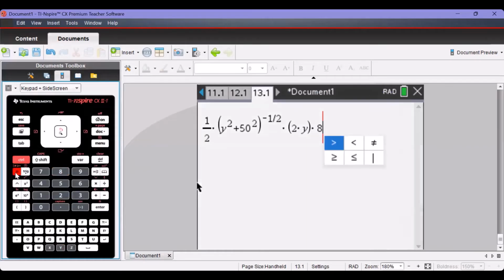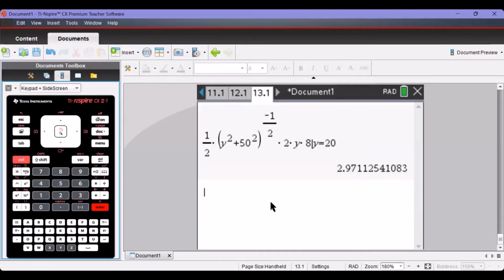Then control equals to get the with or given symbol, and we want to substitute y equals 20 into there. If we press enter now, we'll get an exact answer. So if we press control enter, we get, correct to 2 decimal places, 2.97. And so the rate at which z is increasing with respect to time at that point is 2.97 meters per second.